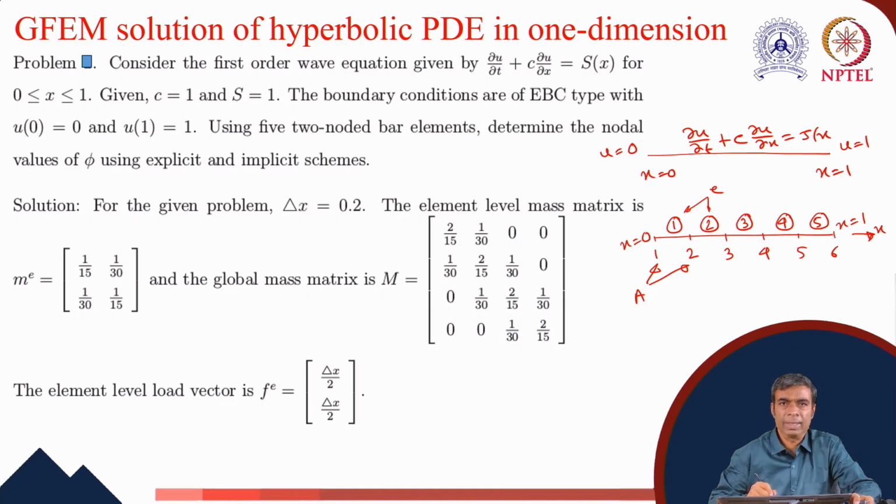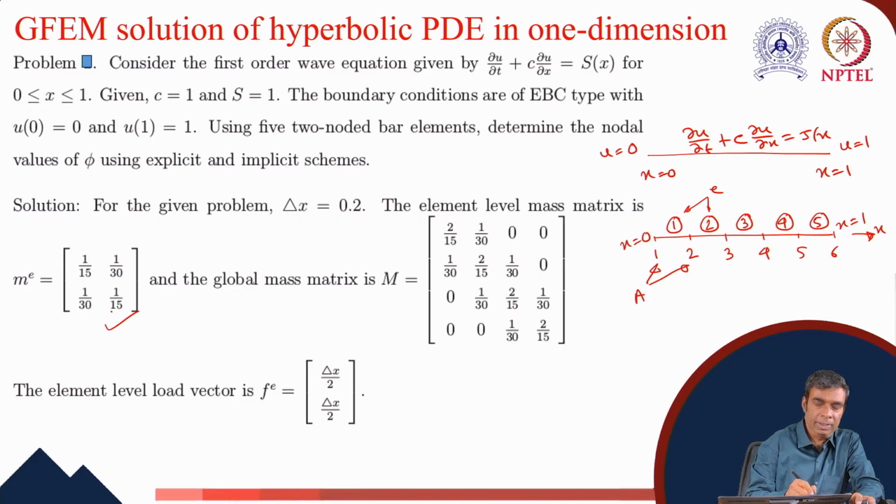In the previous lectures, we have already constructed the mass matrix for the two-noded bar elements at the element level and also at the assembled level. So here we are getting the element level mass matrix. This is containing 1 by 15, 1 by 30, 1 by 30 and 1 by 15. And similarly, after assembly, we get the tridiagonal mass matrix at the assembled level, which is symmetric.